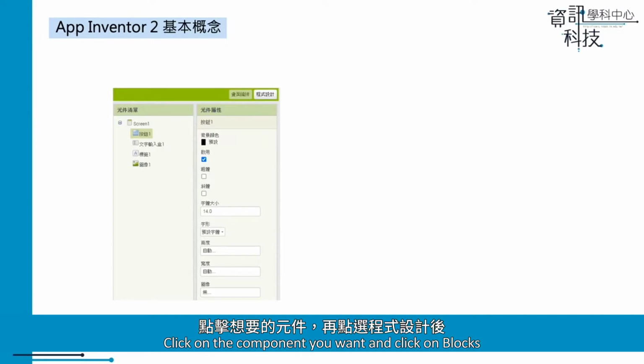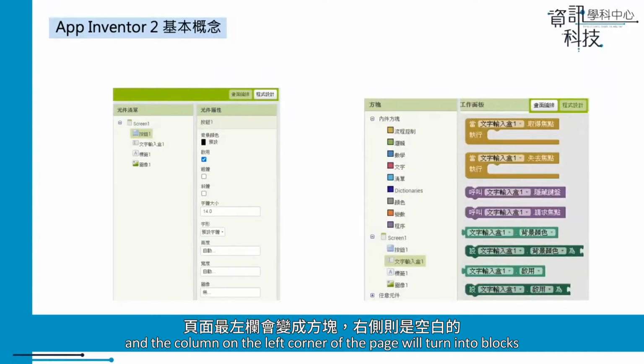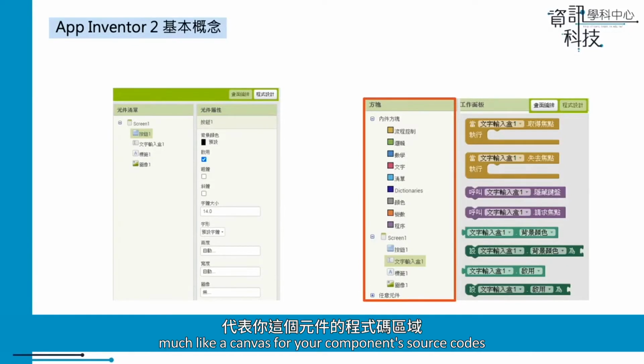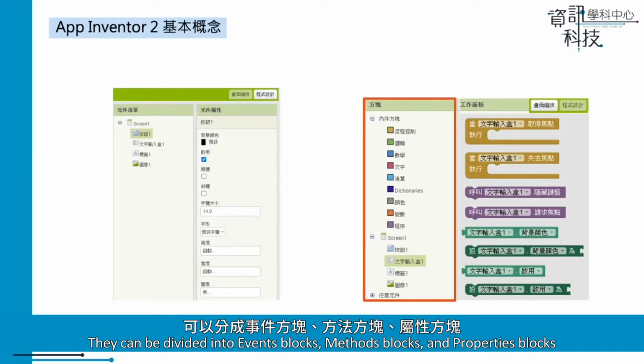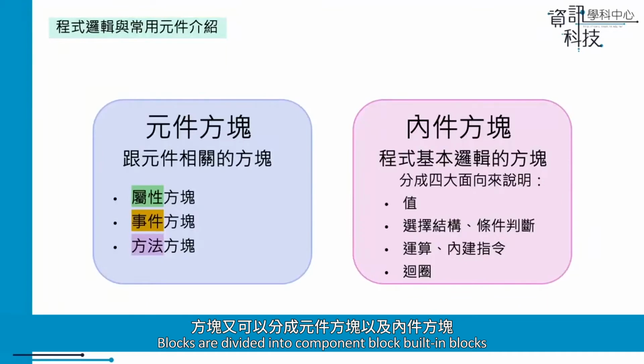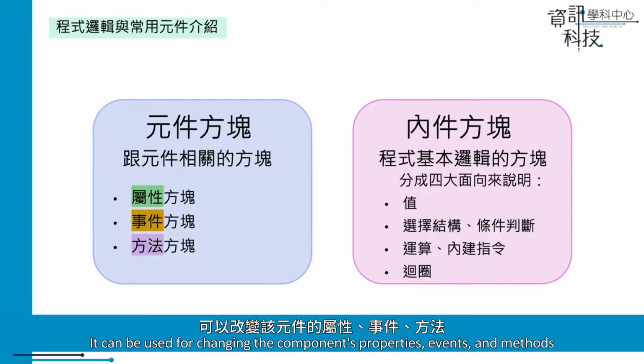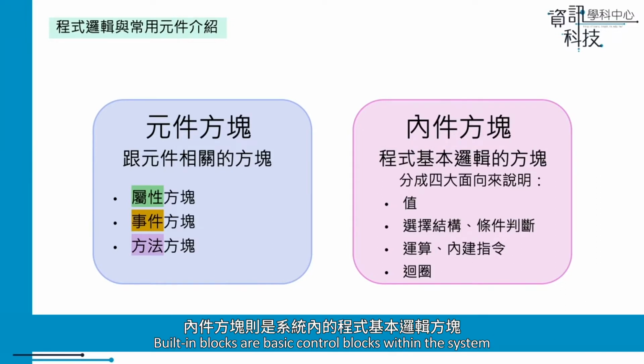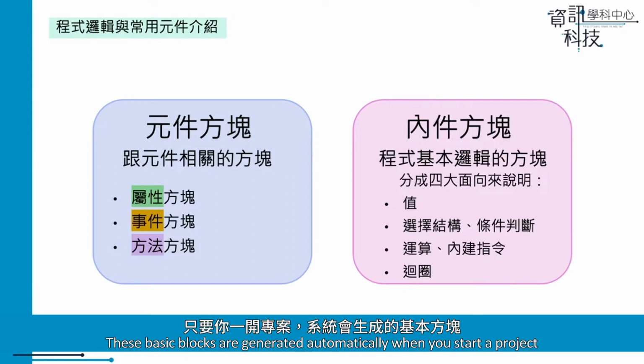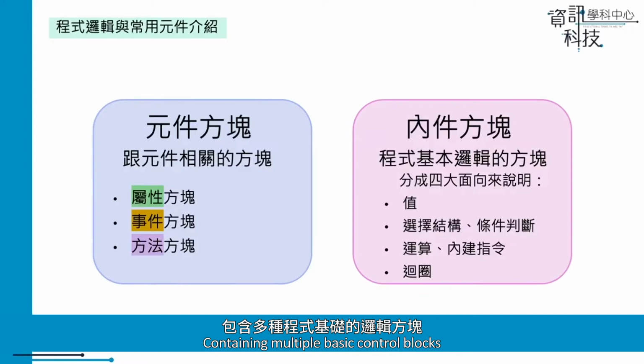Click on the component you want and click on Blocks, and the column on the left corner of the page will turn into blocks, with the viewer being a blank area, much like a canvas for your component source codes. They can be divided into events blocks, methods blocks, and properties blocks. Blocks are divided into component blocks and built-in blocks. Component blocks control component-related messages. They can be used for changing the component's properties, events, and methods. Built-in blocks are basic control blocks within the system. These basic blocks are generated automatically when you start a project, containing multiple basic control blocks.